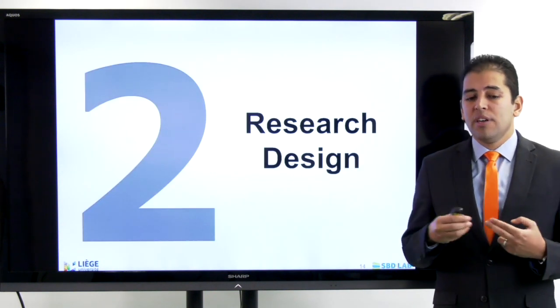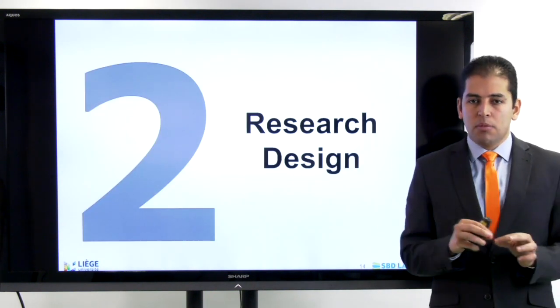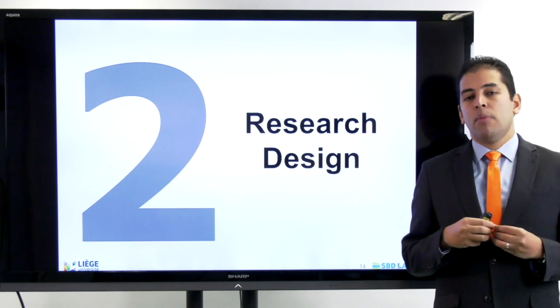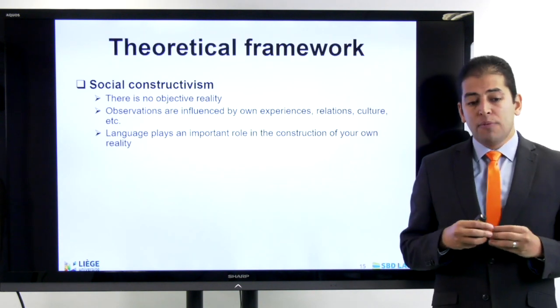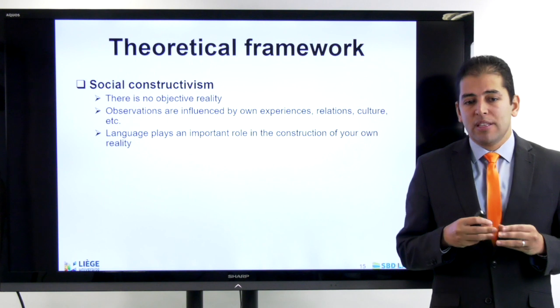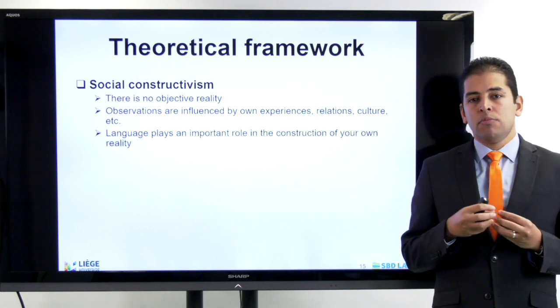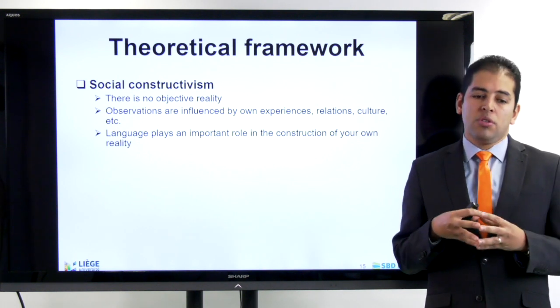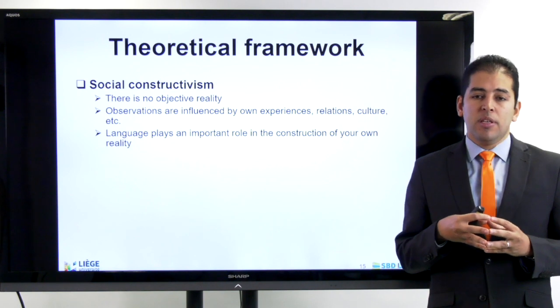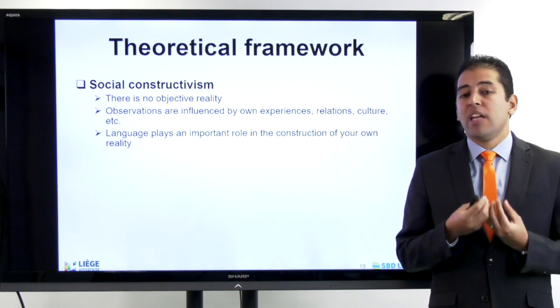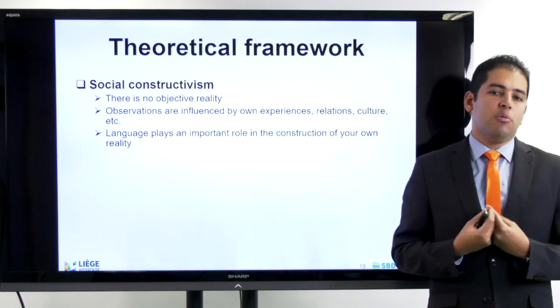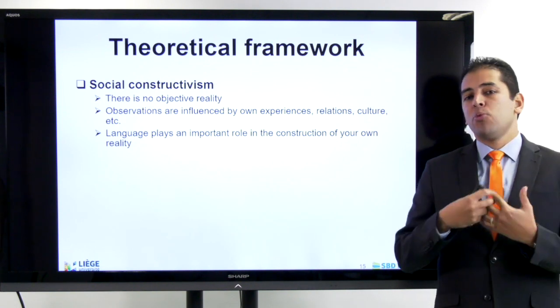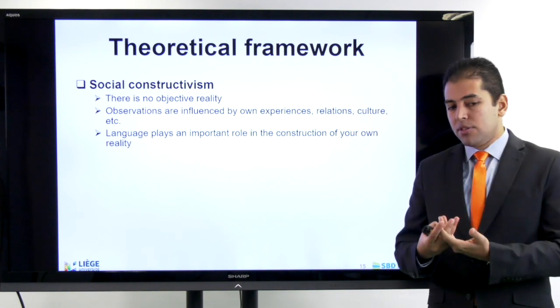Well, how to conduct the research design? How can I create my methodology for my focus group discussions? First of all, you need to have a theoretical framework, and focus group discussion under social constructivism simply holds that there is no objective reality. We always claim that there is no objective reality, and therefore we are seeking understanding from others.